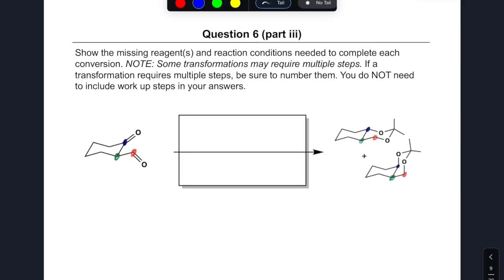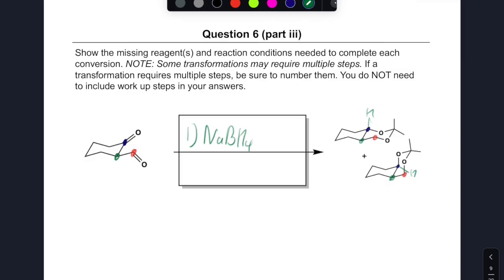So in order to do that, we're going to have to do a reduction. That's how we first convert this to the right oxidation state, because we're missing some hydrogens that should be present at both of those centers. That can be done simply with something like sodium borohydride. You don't need anything harder than that. If you use something like lithium aluminum hydride, it's not incorrect. It's just kind of overkill.